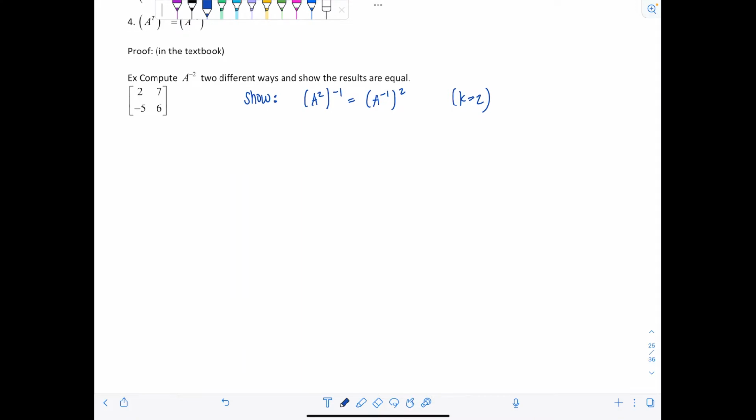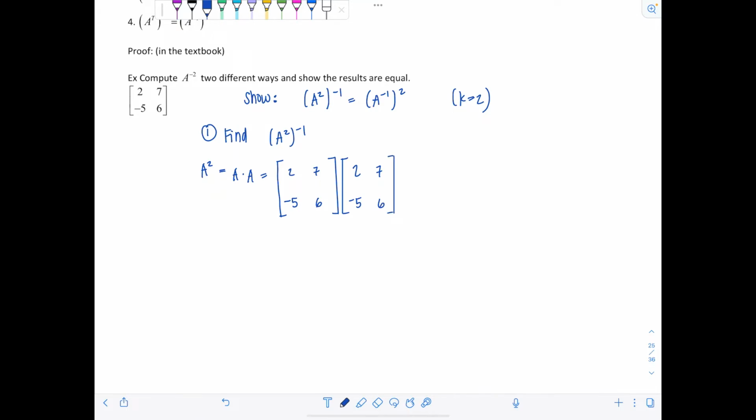Okay, I'll start off with the left-hand side here. First, I'm going to find A squared and then its inverse. So the square of a matrix you find just by multiplying the matrix by itself. We can do that. We're old pros at this now. 2, 7, negative 5, 6. And then same thing over here. 2, 7, negative 5, 6.